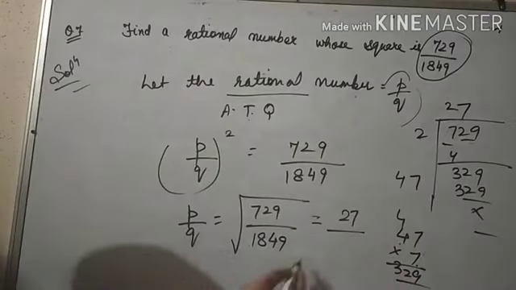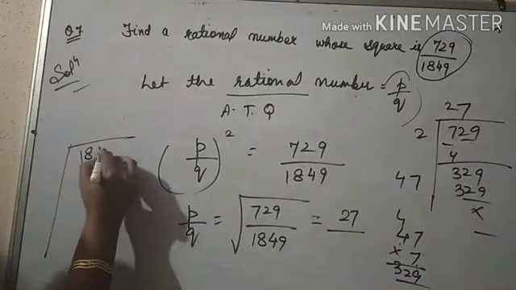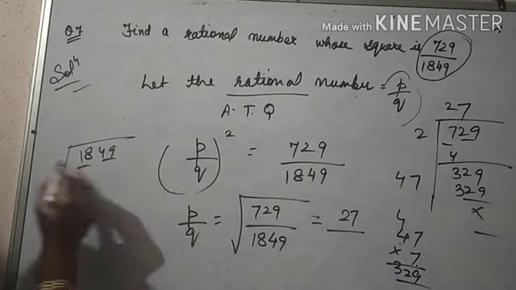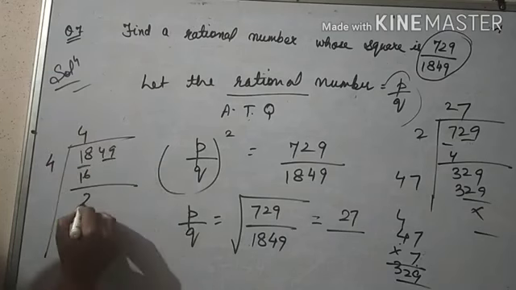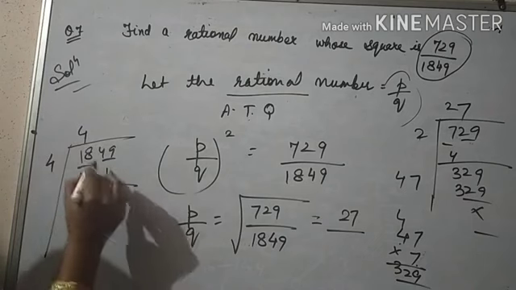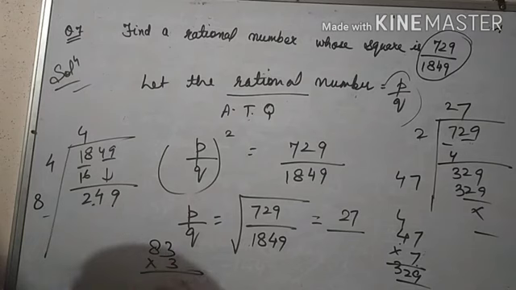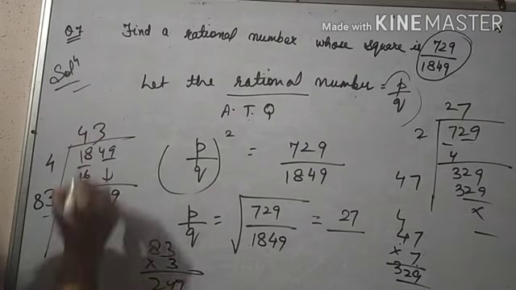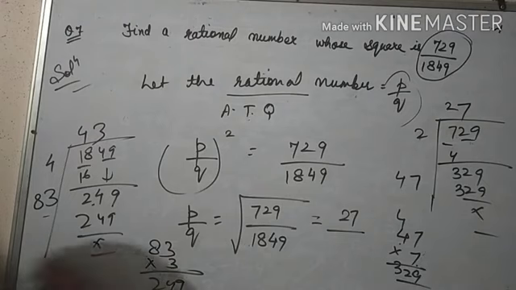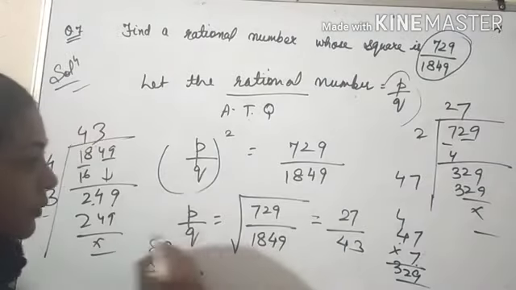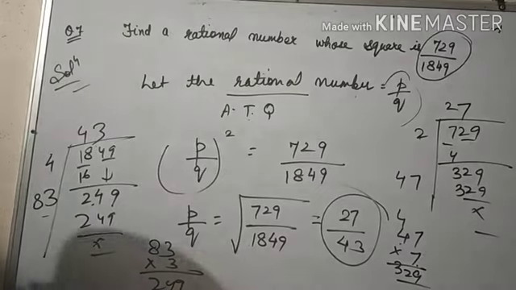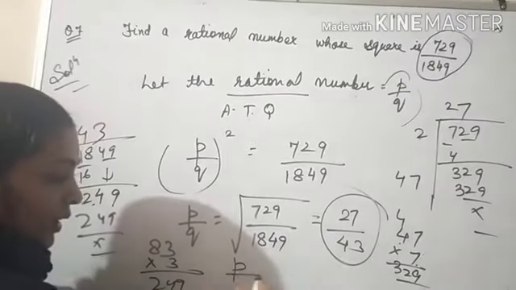Now we are supposed to find the root of 1849. Now 18. 18 is greater than the square of 4, 16. 2 will be left. 49. Now double of 4, 8. 9 is there, either 3 or 7. I will try for 3 because 8 3s are 24, 3 3s are 9. Yes, I get it. 249. So here 43 will come. 27 by 43 is our required rational number. So P by Q is equal to 27 by 43. This is our answer.